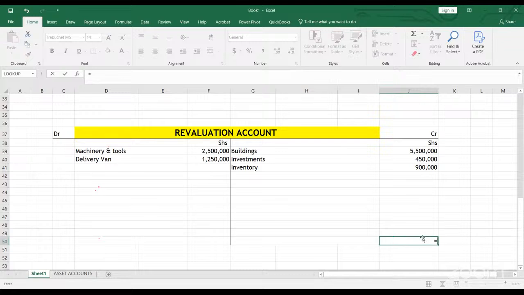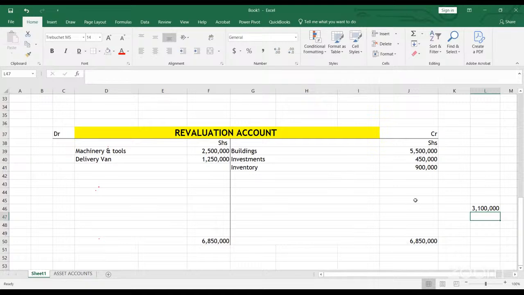But of course, these are gains. We have a profit on revaluation because when you add this side, the credit side is greater than the debit. We have a profit of this minus this and that. We have a profit of 3.1. That's the profit which we have.